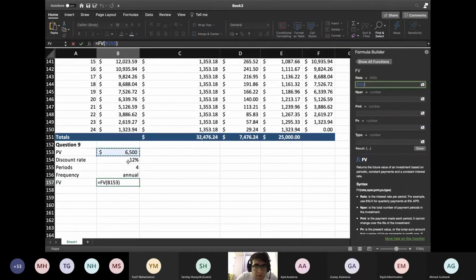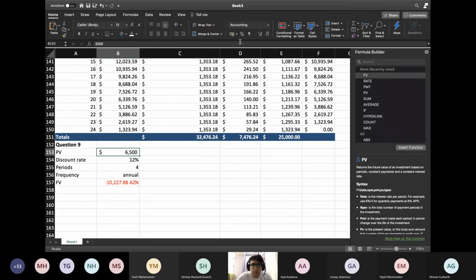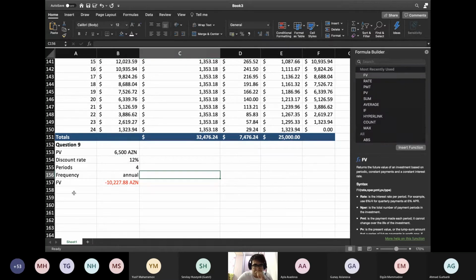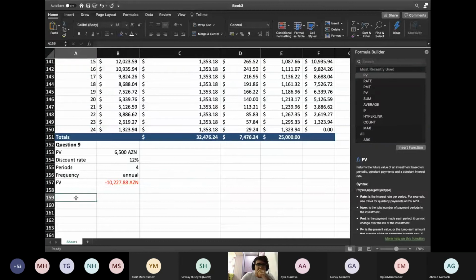Future value rate 12%. Number of periods 4. We don't have PMT. Present value is 6500. Future value should be in AZN. Okay. This is for annual, so we found the future value for annual. Now let's calculate the same things for semi-annual, quarterly, all of them.